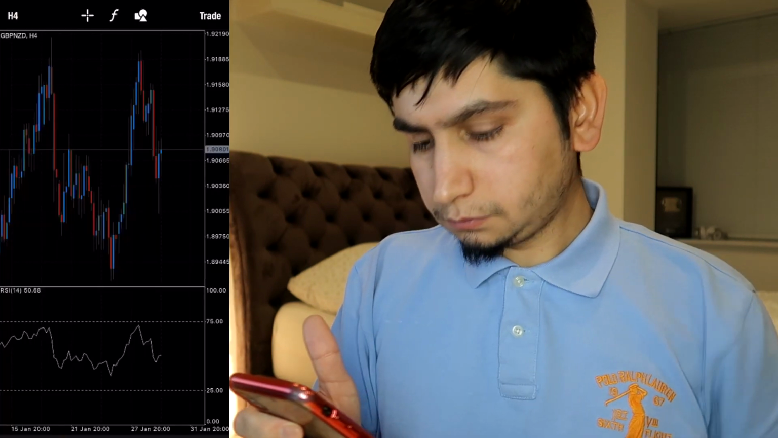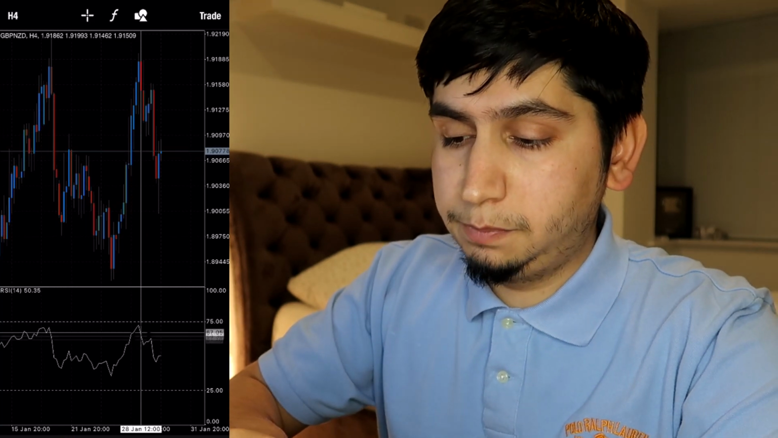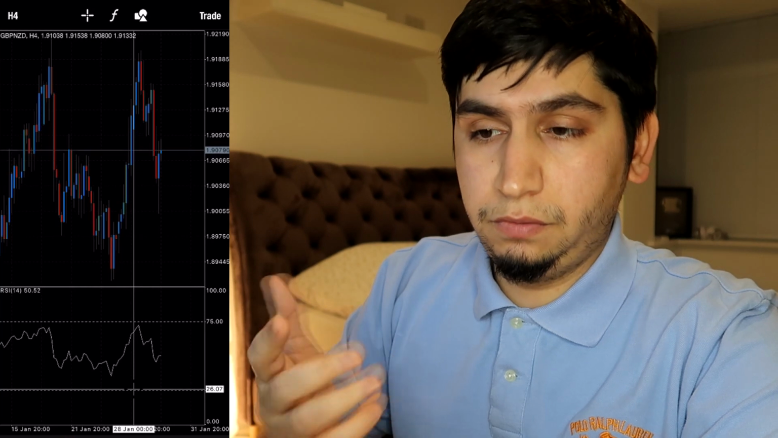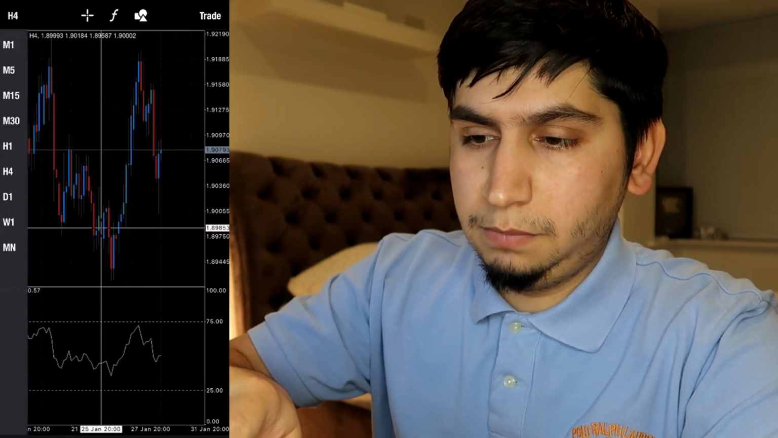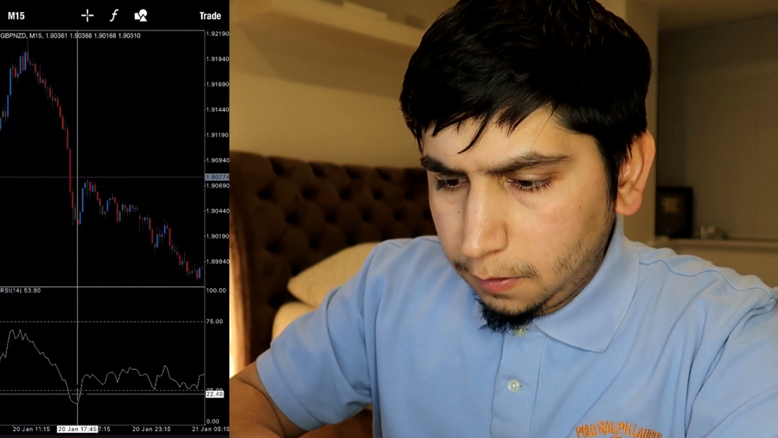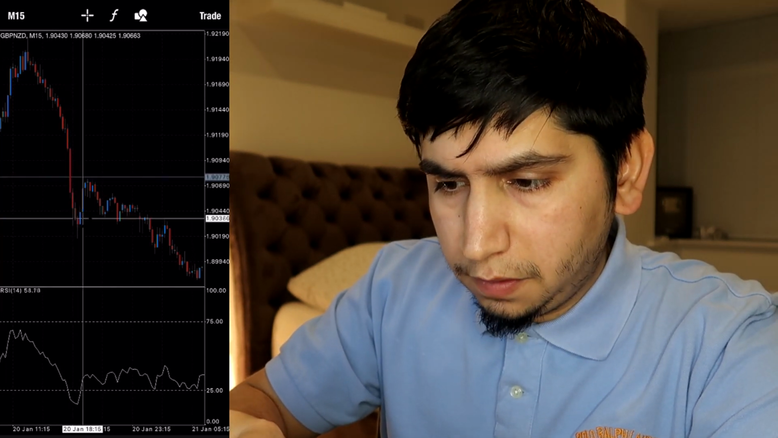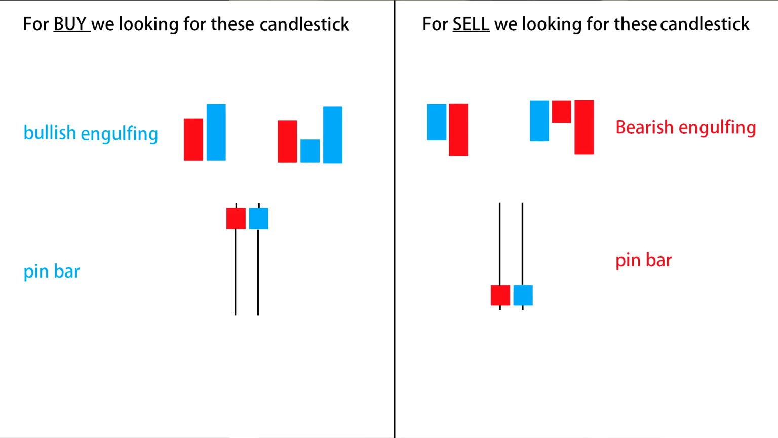Click on Done. So when it's above 75, it's overbought. And when it's below 25, it's oversold. And we're going to try to take advantage of this. So let's go to the 15-minute time frame. So look, RSI is below the 25 mark. And here we got a very nice pin bar. A pin bar is a candlestick that usually means a reversal.